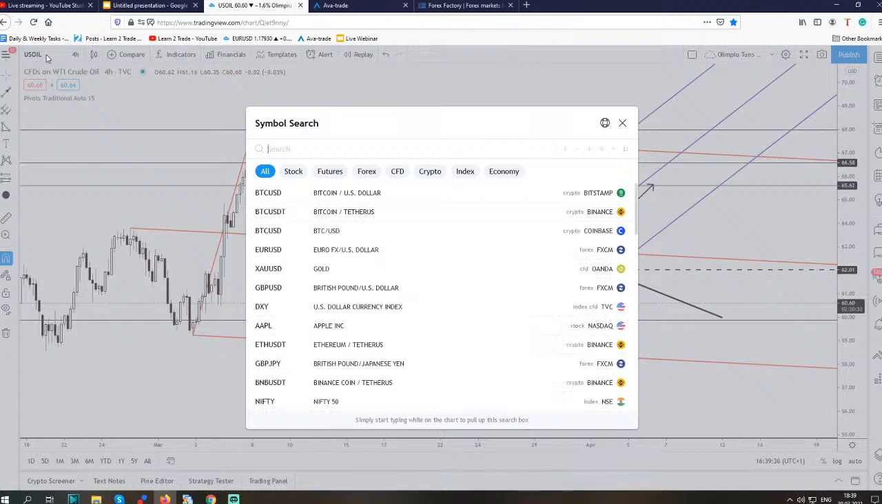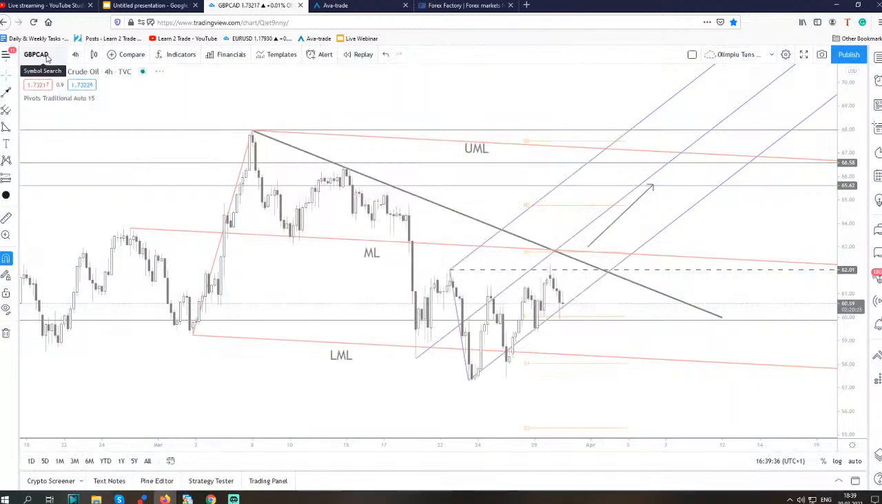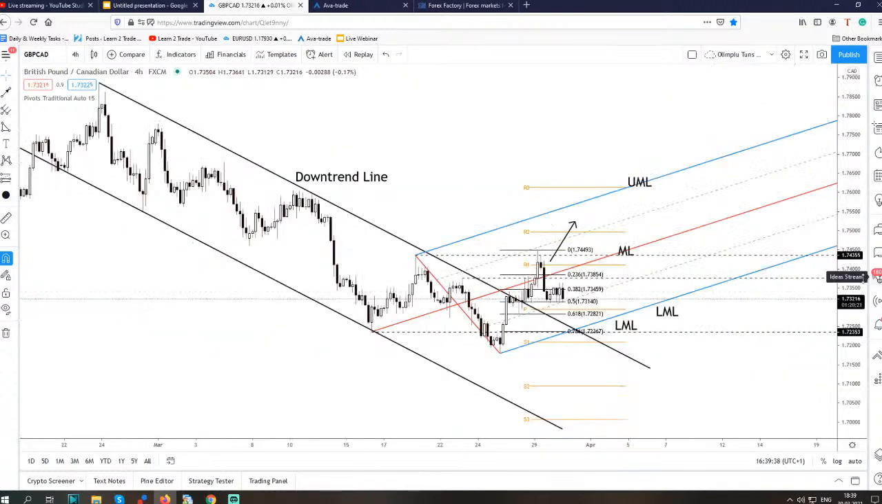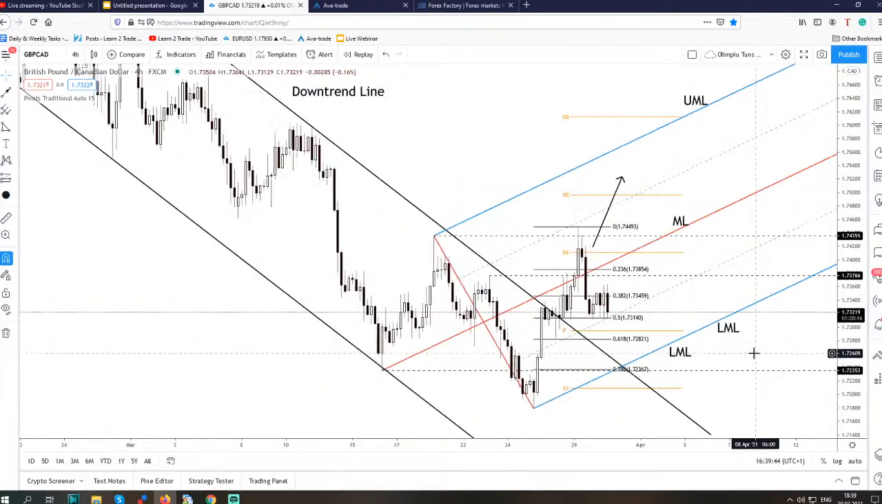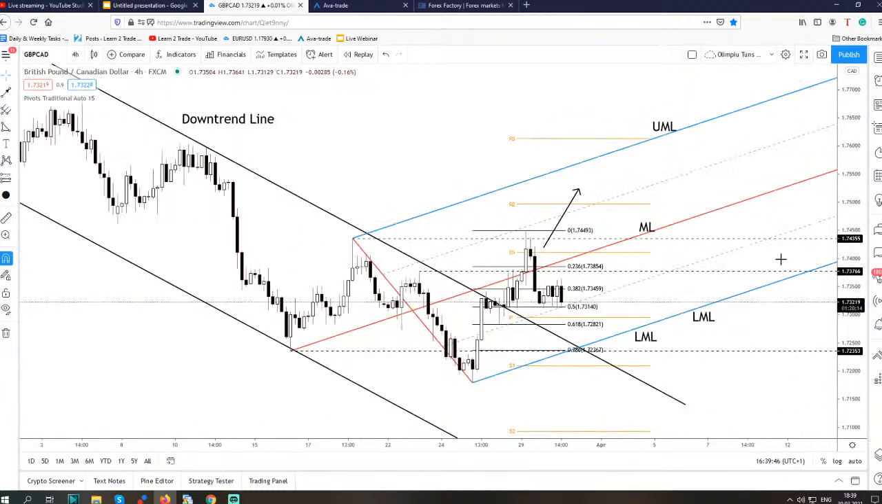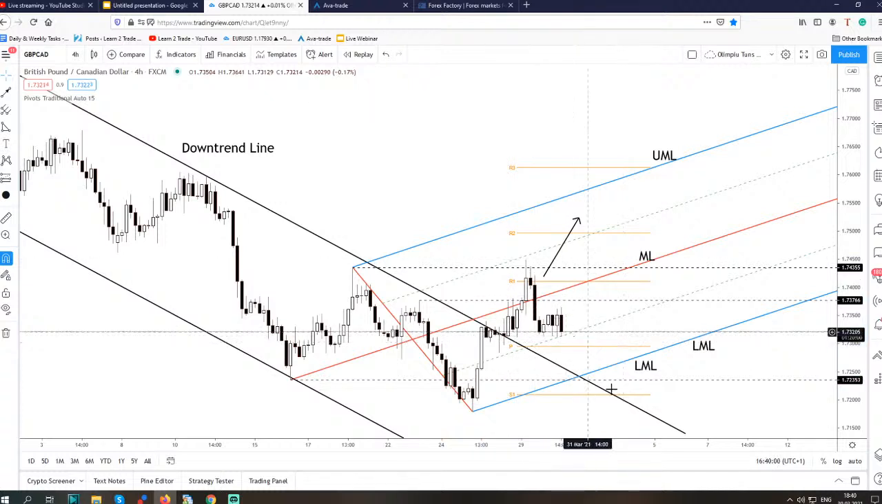Okay, let's talk about GBP versus the Canadian dollar. I had a question. Unfortunately, the price failed here to stabilize right above the medium line, and now is traded right above this 50% Fibonacci line, okay?